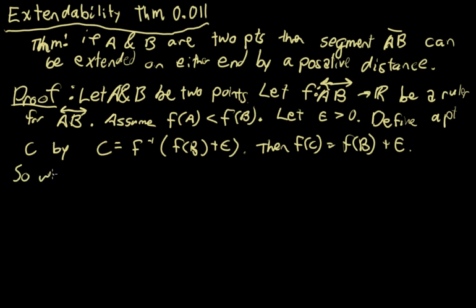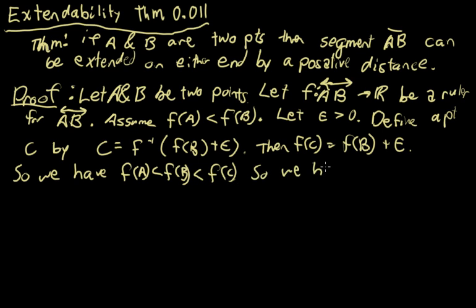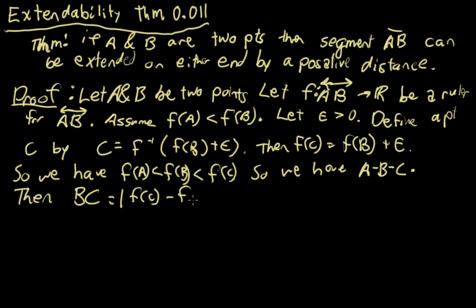Alright, so far, so we have F of A is less than F of B, less than F of C, so we have B is between A and C, which is denoted A-B-C. Then BC is equal to F of C minus F of B. That's just by an earlier definition, which is equal to F of B plus epsilon minus F of B. So we're just saying that the distance from C to B is epsilon, which is equal to the absolute value of epsilon. But epsilon is greater than 0, so that equals epsilon.